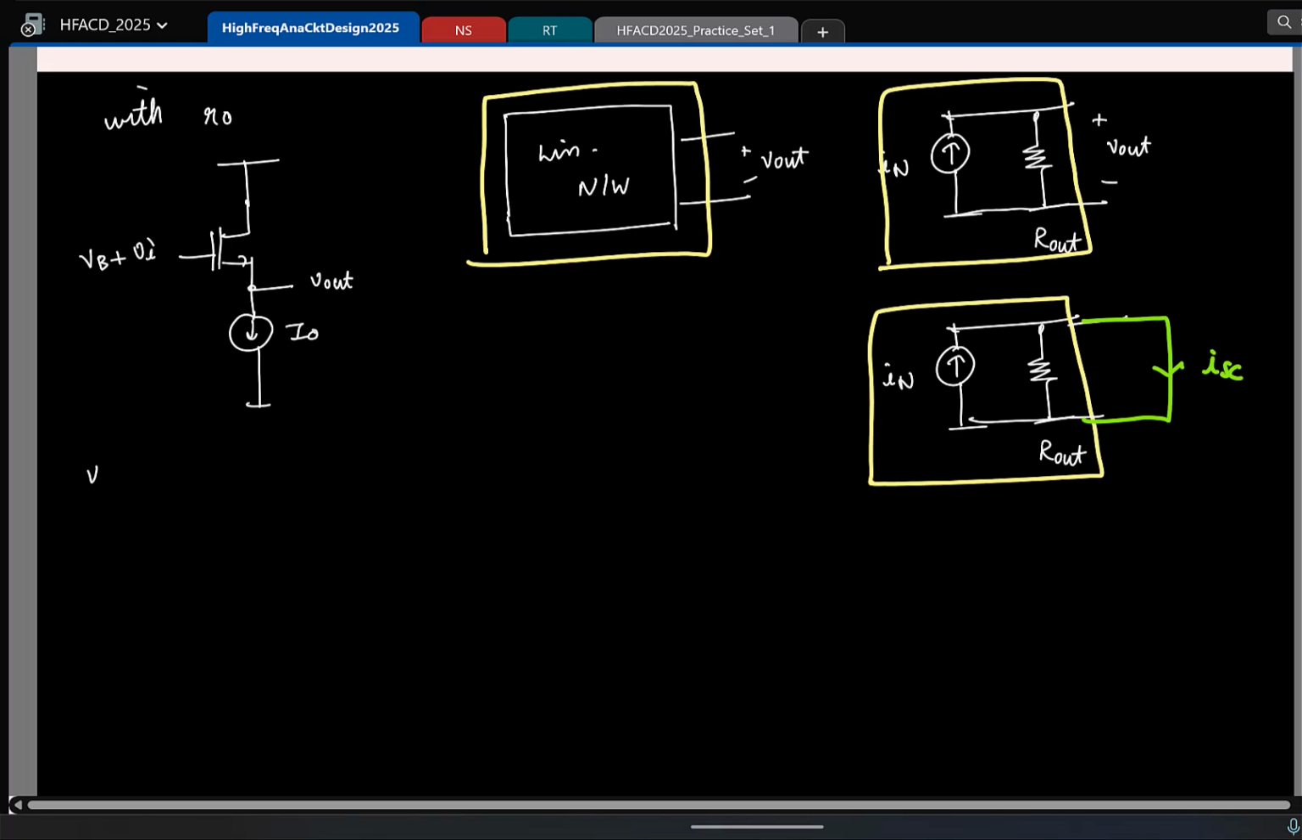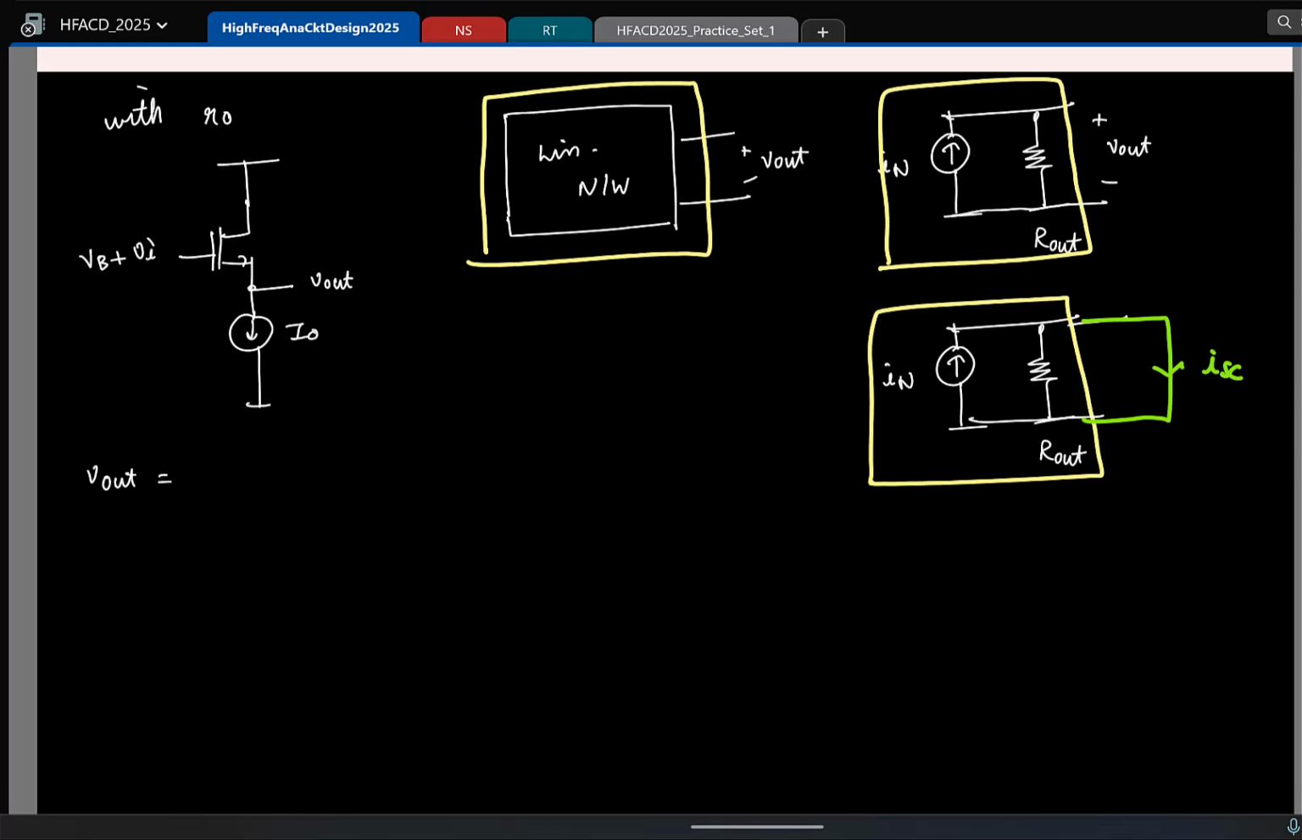So remember my V out. What is my V out here in terms of the current and resistance? It's confusing. I mean, what is V out here in this circuit? IN times R out. And the Norton current is essentially the short circuit current. Okay, that's all. This is fine.